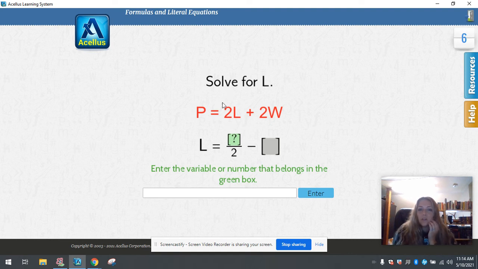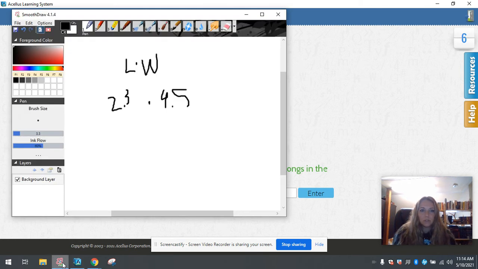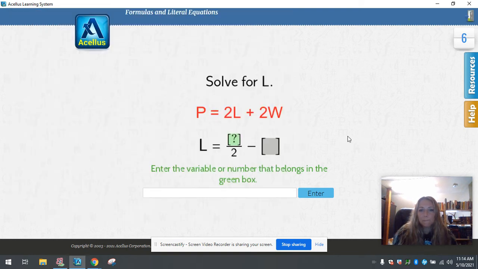Solve for L. So perimeter equals 2 times L plus 2 times W. So we need to figure out how to find L. So as usual, we would kind of mess with the equation to figure out what the L is equal to. So let's just do that. Let's mess with the equation. P equals 2L plus 2W.